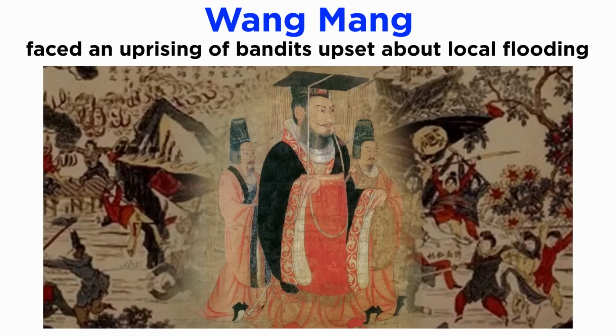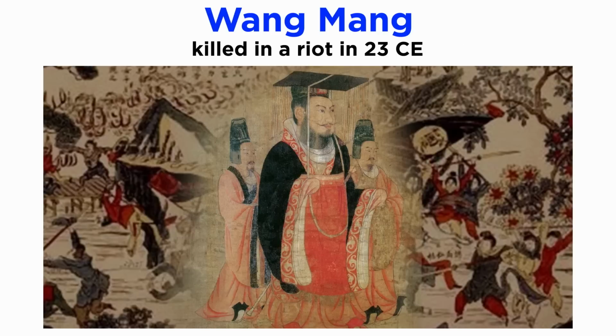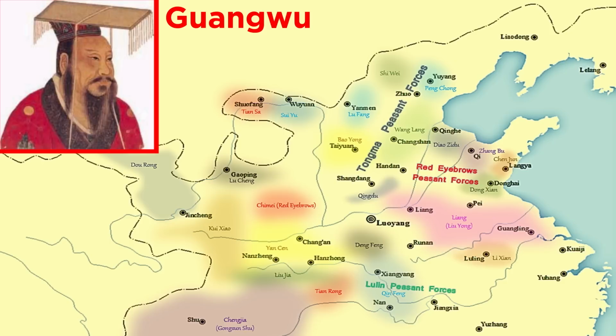He was then faced with an uprising of bandits who had been farmers but were forced off their land by massive floods along the Yellow River, which overwhelmed the dams that had been built to contain it. Wang Mang was killed in a riot in 23, and after 2 years, a member of the Han family was able to defeat the bandits and restore the Han dynasty as Emperor Guangwu.